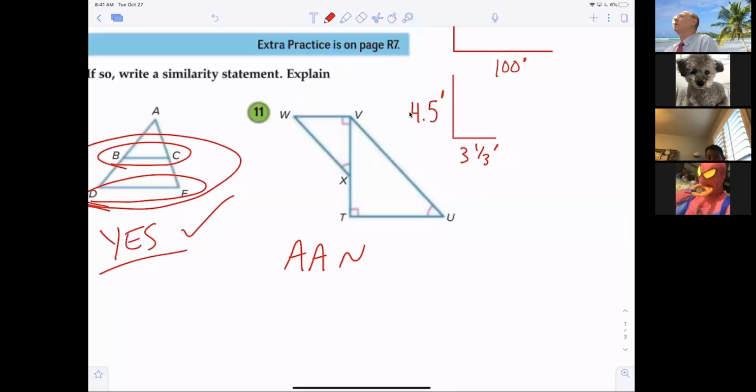Sam, would you please tell me why they are similar? Because all right angles are congruent. Yes. Right angles are congruent. And then U and X are congruent.